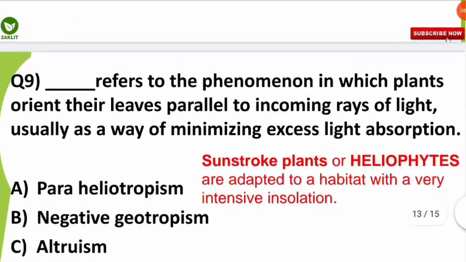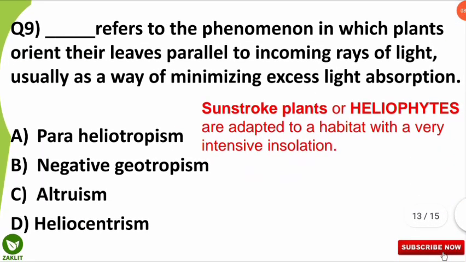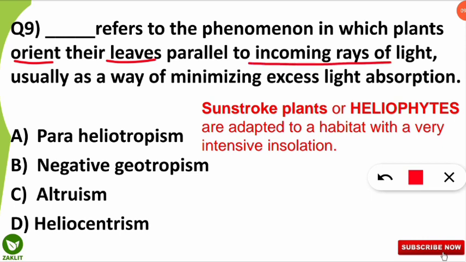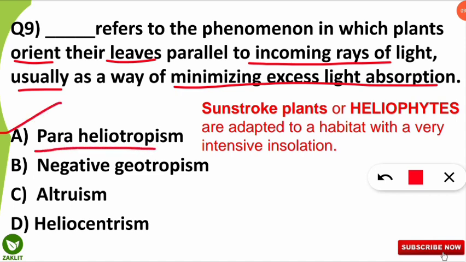Let's move to our ninth question. The ninth question was: dash refers to the phenomenon in which the plants orient their leaves parallel to the incoming rays of light in order to minimize the excess light absorption. Among the four options, the correct one will be option number A. This is a kind of paraheliotropism.